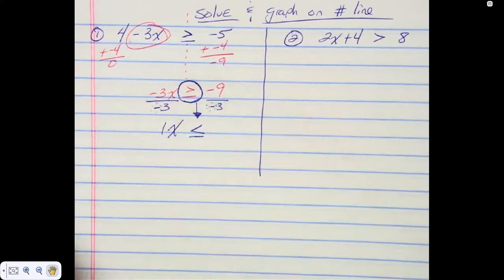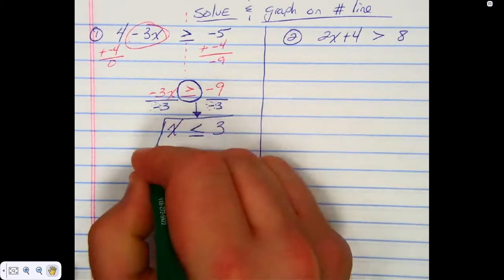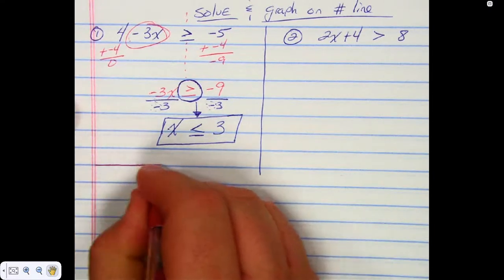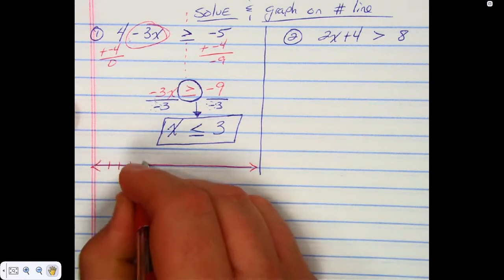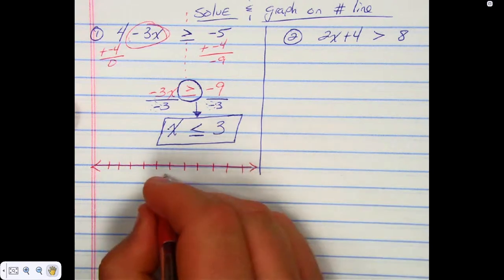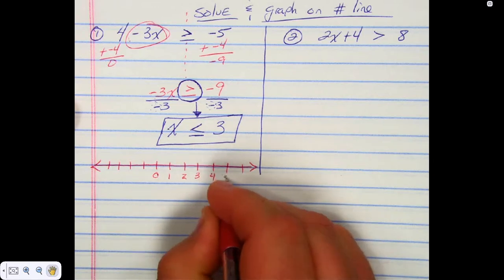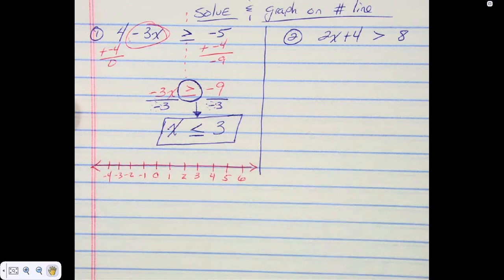What is a negative divided by a negative? 9 divided by 3. That's all you got to do to make a number line. You ought to be able to make one that neat.